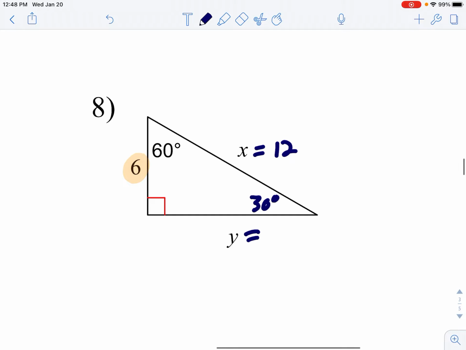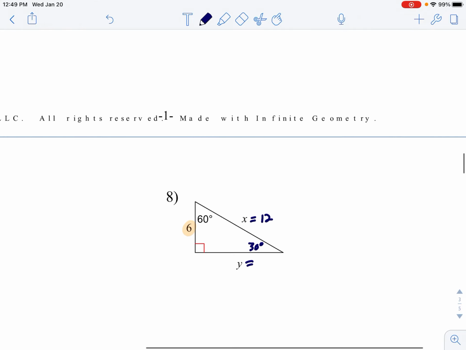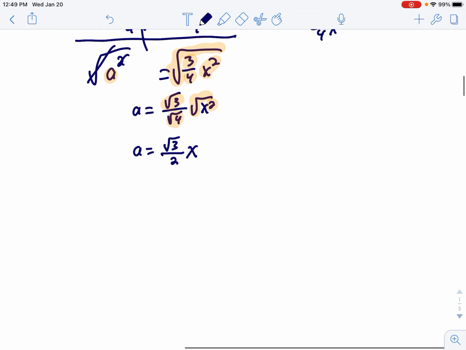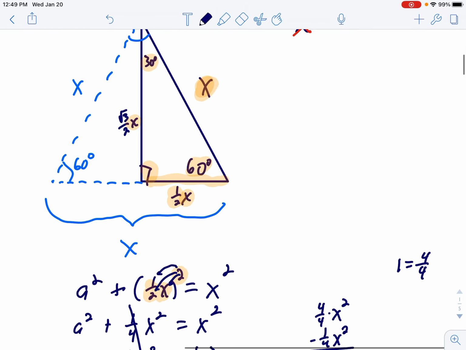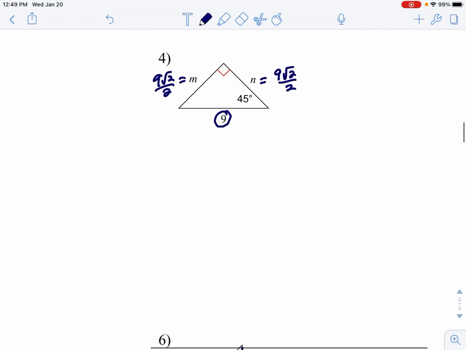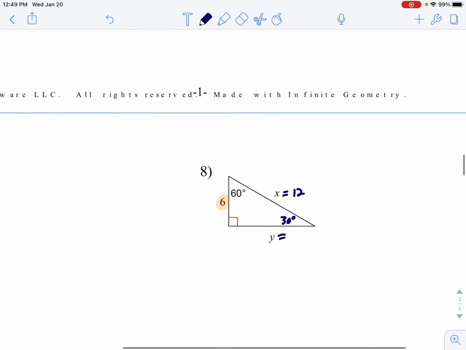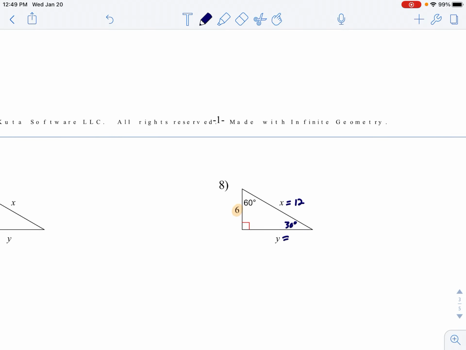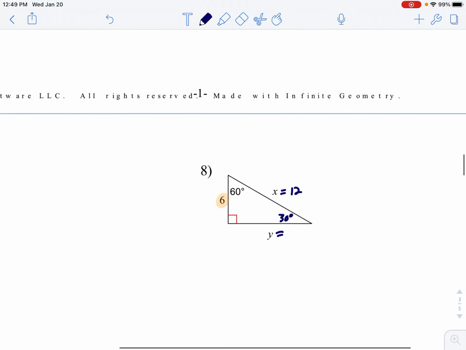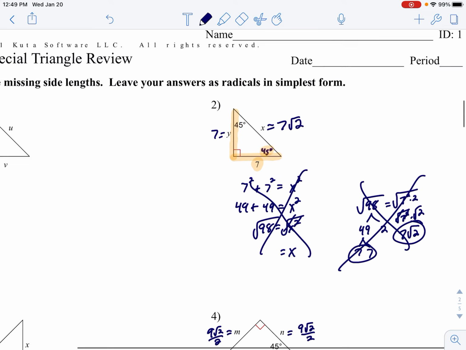Now what about the shorter leg? I'm sorry, I keep saying the wrong thing. 6 was the shorter leg. Now we're finding the longer leg. Good grief. If you learn anything today, consider yourself lucky, because I sure am not doing a good job teaching. Sorry about that. All right, let me go back.